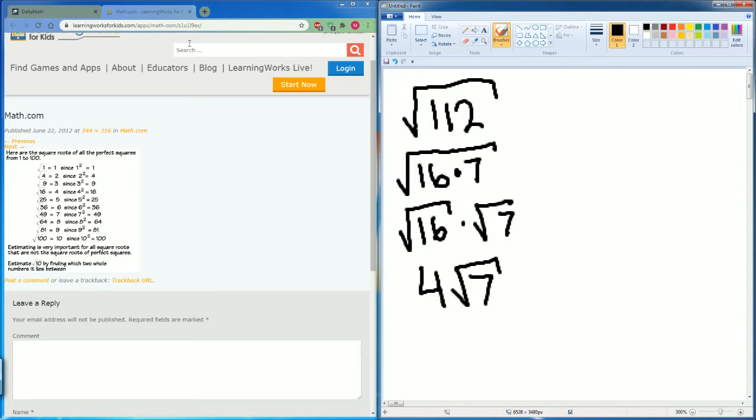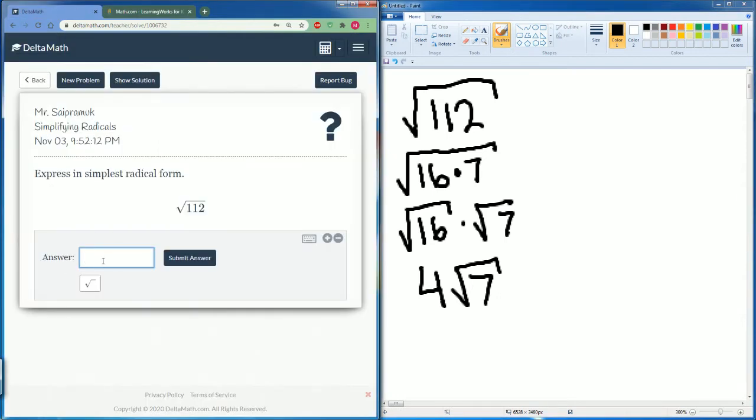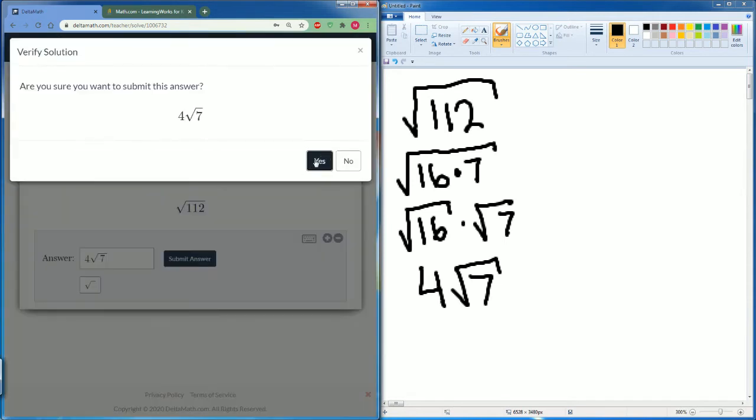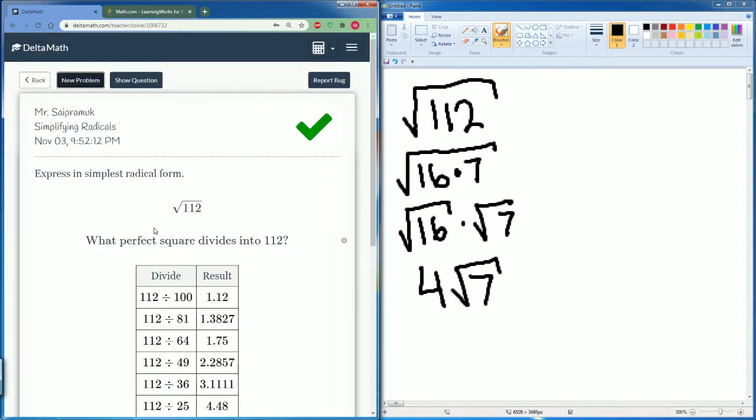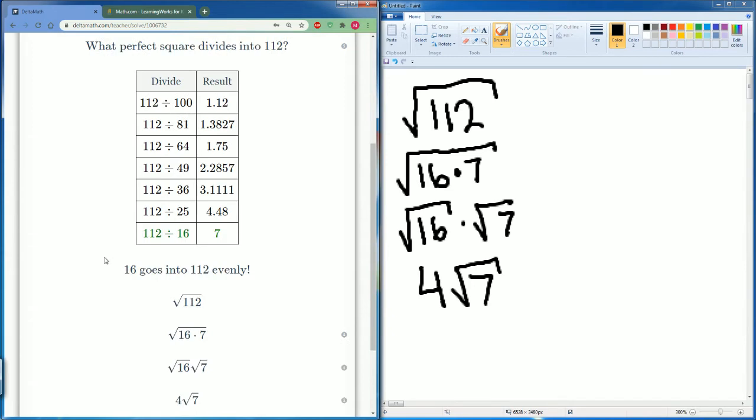So the final answer here would be 4, then hit the symbol for the radical and put in 7. That is our correct answer, right?